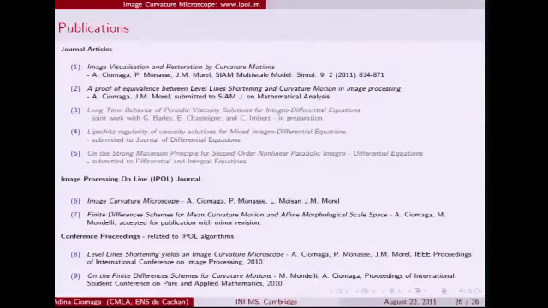Okay. So the algorithm itself is explained in the first paper, which appeared recently in SIAM Multiscale Modeling, and the equivalence proof has been submitted a couple of months ago. And at the same time, you can find the online algorithms, one on the image curvature microscope, and we have also implemented the finite difference schemes for these two evolution equations.